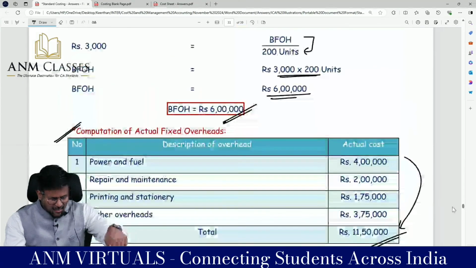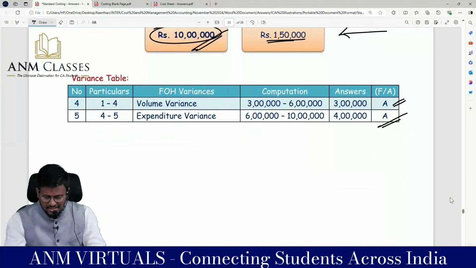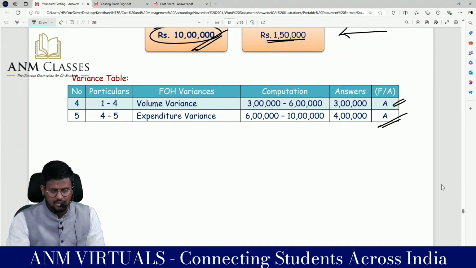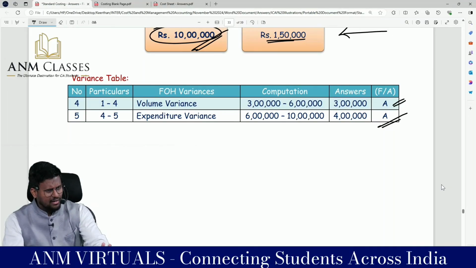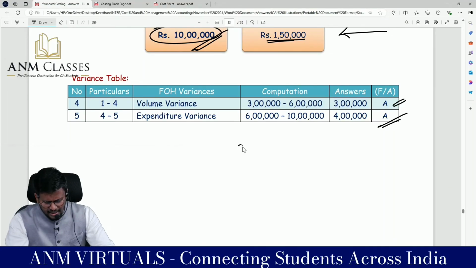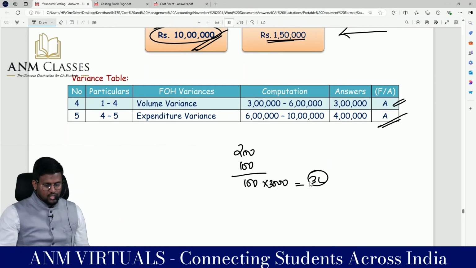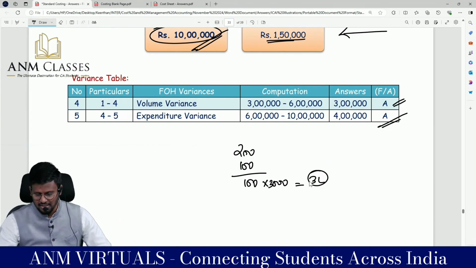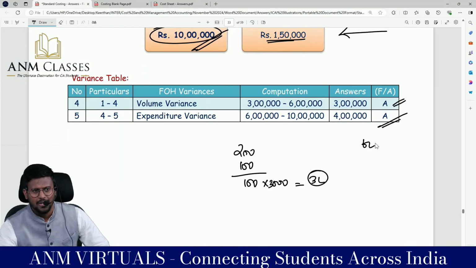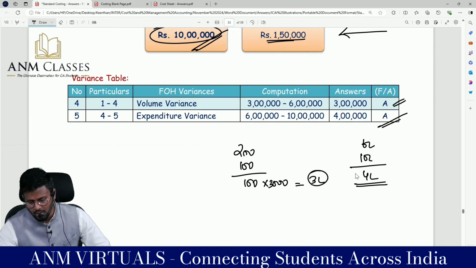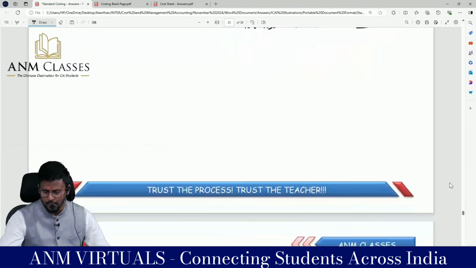In this answer, 1 minus 2, which is what, sir? 3 lakh adverse, right. This much is not needed in one line. I thought 200 units would be produced, but only 100 units were, so a shortfall of 100 units. For one unit 3000 shortfall, 3000 into 100, a total shortfall of 3 lakh. That's the volume variance. Next one, what variance? Expenditure variance. I expected 6 lakh, that's my BFOH. But my actual is 10 lakh. So a total increase of 4 lakh is what the adverse is all about.